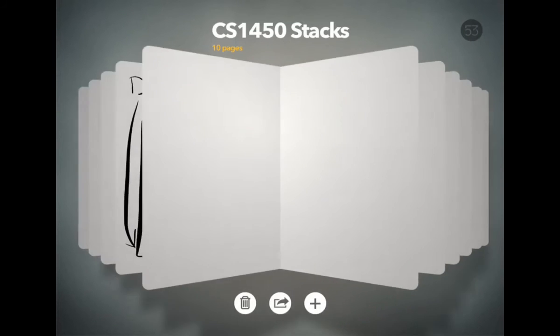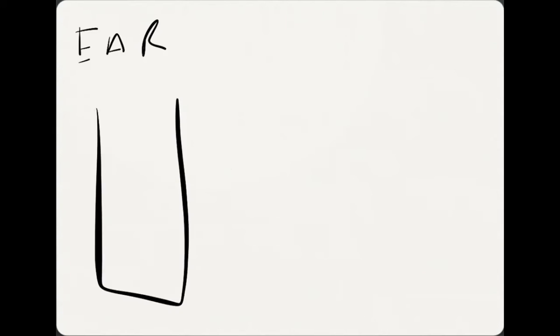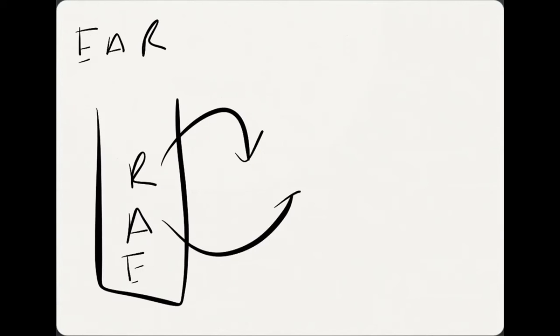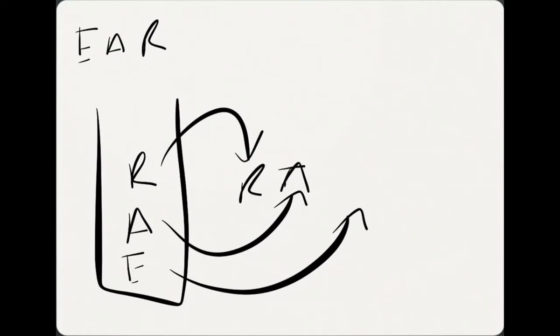So let's try something that's not a palindrome. Ear. So, obviously, the order in which we push things onto the stack. But if we pop things off the stack in that same order, and I'll keep the arrows identically wonky, we get R, A, E. Not a palindrome.